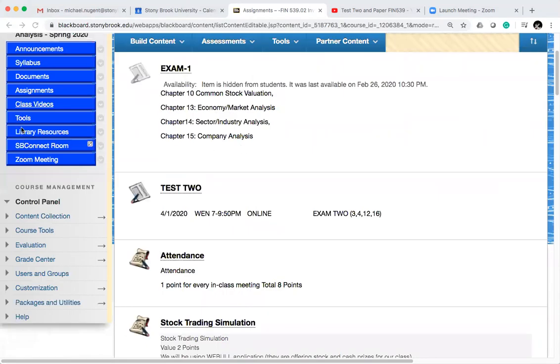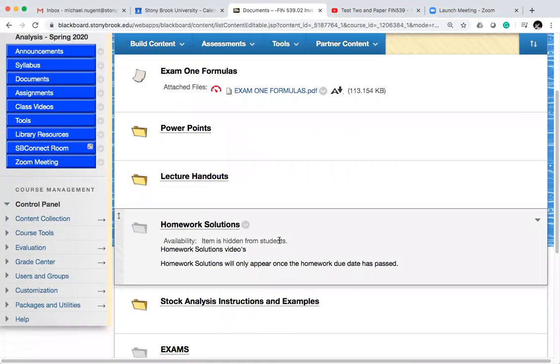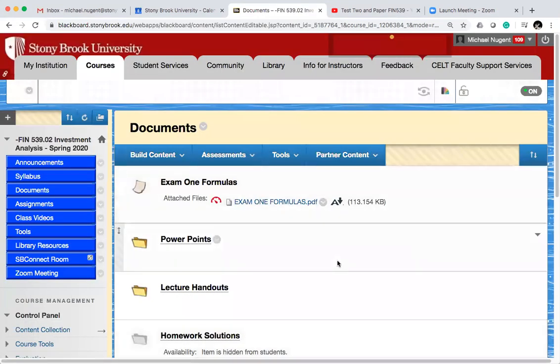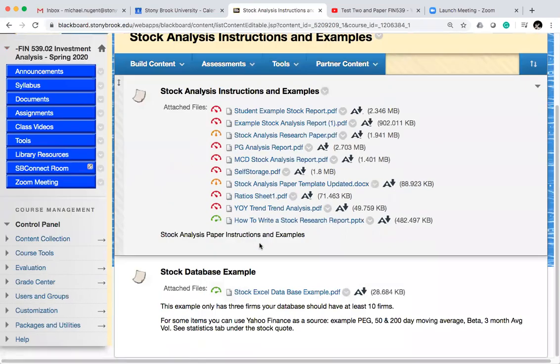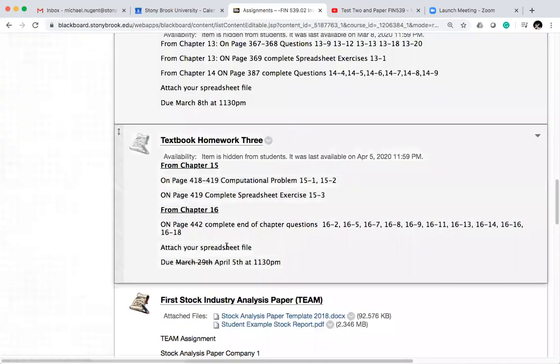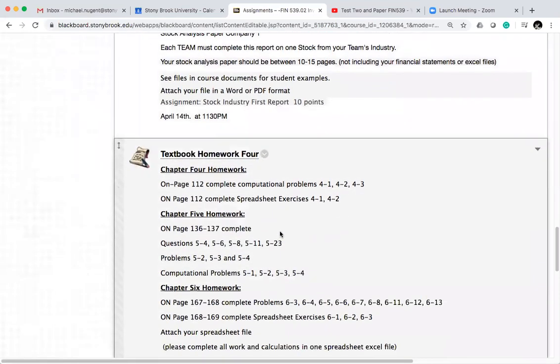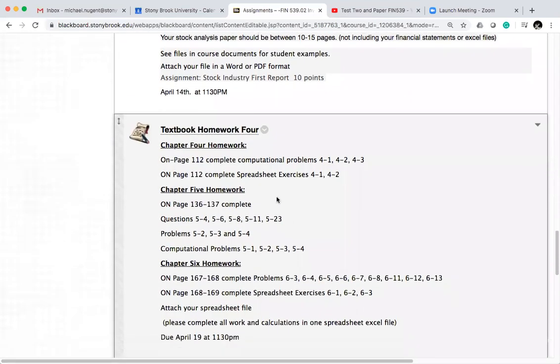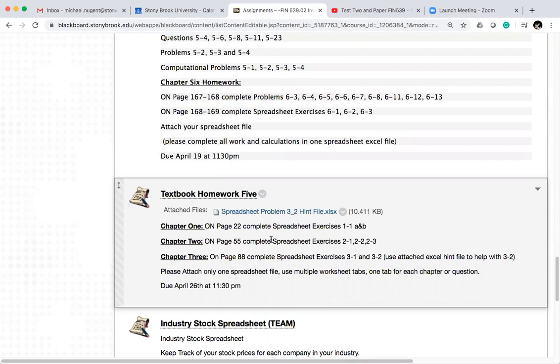Also, if you go to course documents, I have under, let's see, stock analysis and instructions examples. If you click on that, I have a whole host of other student examples, example database. So there's a whole bunch of examples that you could see on how to complete this assignment. And then after the team stock paper, we have textbook assignment 4, which is going to cover chapters 4, 5, and 6. Then we have the final textbook homework, which is going to cover chapters 1, 2, and 3.